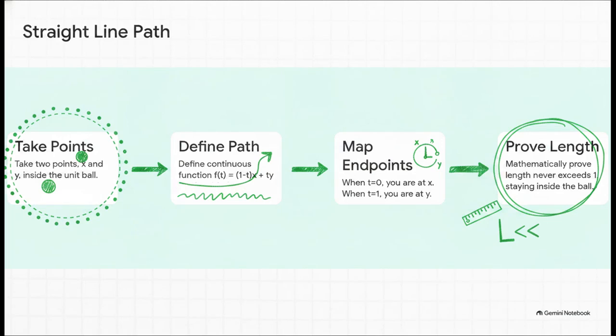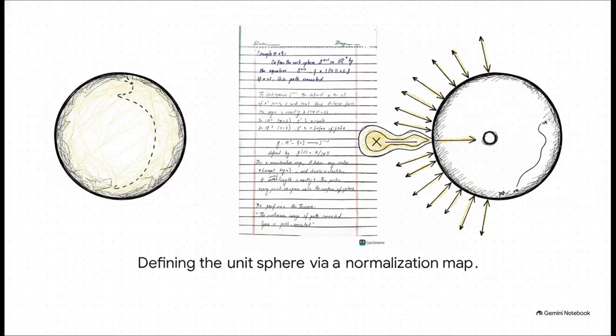And there's an incredibly elegant algebraic proof for this. You just take 2 points, let's call them x and y. You define a continuous function based on time t, ranging from 0 to 1. The formula is beautifully simple. F of t equals (1 minus t)x plus ty. When t is 0, the y cancels out and you're precisely at point x. When t is 1, the x cancels out, leaving you exactly at point y. For any fraction of time in between, you're somewhere on a perfectly straight line between them. Basic inequalities then prove the length of this path never exceeds 1, meaning your mathematical journey never accidentally steps outside the solid sphere.